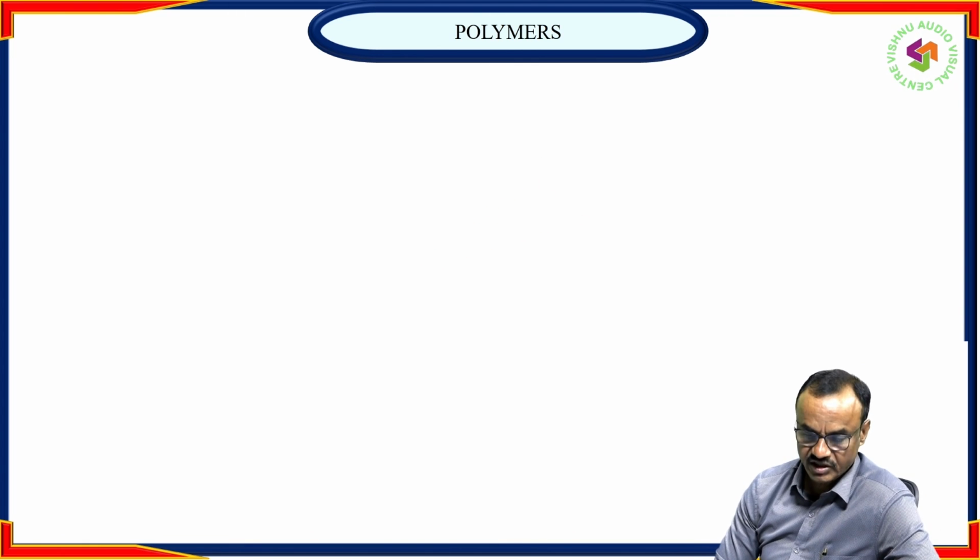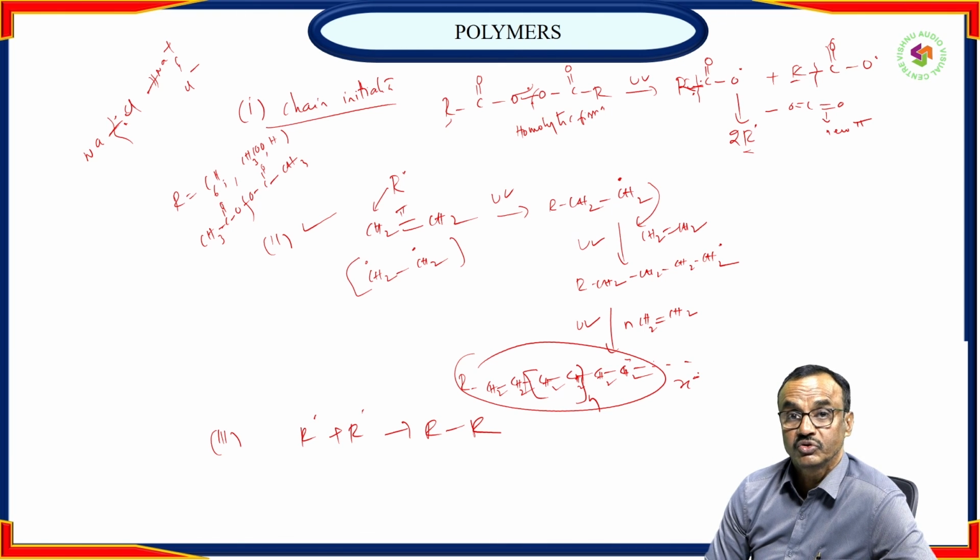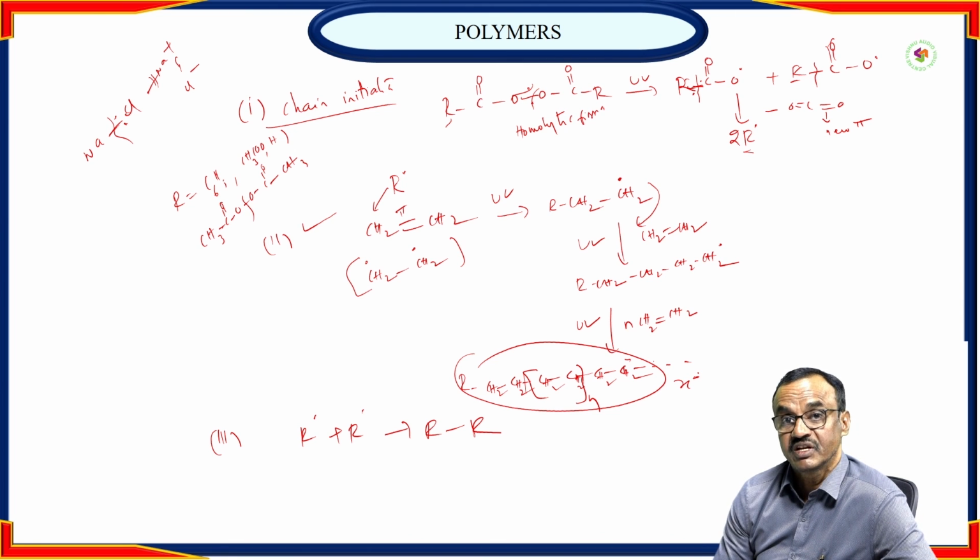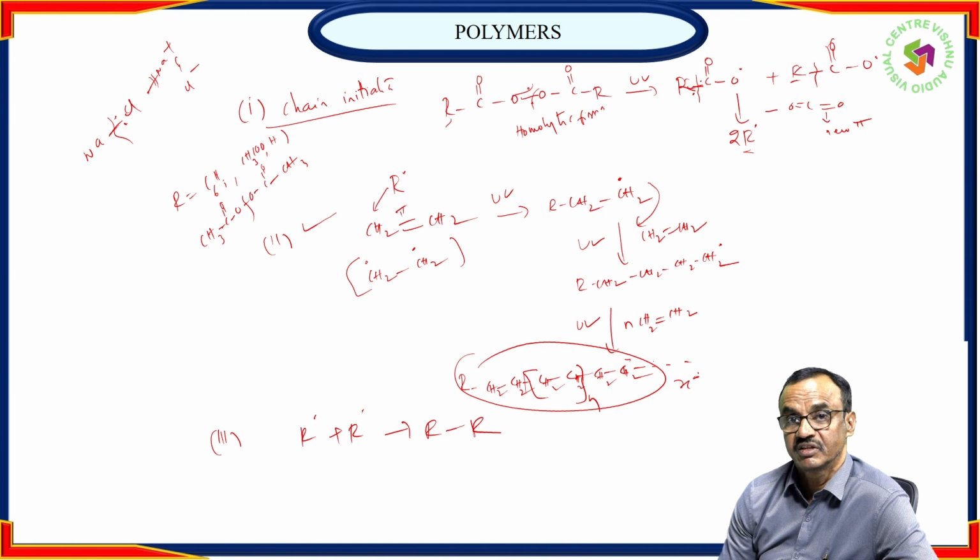In chain termination, chain growth stops. Why does chain growth stop? Two free radicals get combined. Why do they combine? In absence of UV light, there is no sufficient energy. Free radicals left in the closed system combine with each other and chain growth stops. This is known as chain termination.